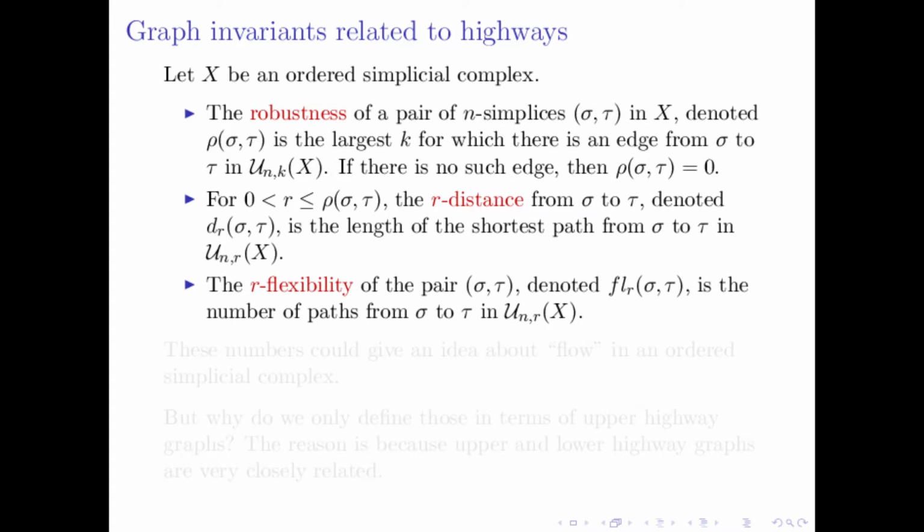Okay, so of course, if you have a path of robustness k, then for every r you will have an r path from sigma to tau. And so you can ask, what is the distance? What is the r distance? And that gives you the answer.